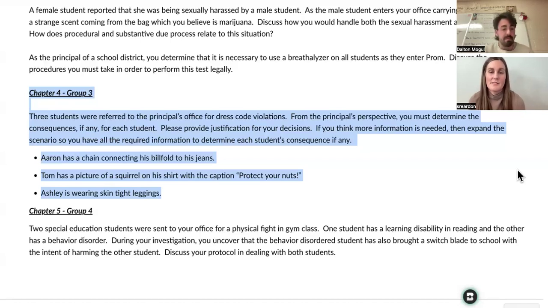Okay, next one. Tom has a picture of a squirrel on his shirt with the caption, "Protect your nuts." And again, I said I'd follow the same steps. Obviously, I would have to see in the handbook if there's a policy to prohibit clothing with inappropriate language or images. Obviously, his shirt is intended as a joke. However, when it comes down to it, does Tom actually understand that such a phrase would be inappropriate for a school setting? So again, I'd have to know, is this Tom's first offense? Has he worn the shirt before? Is it his first time?